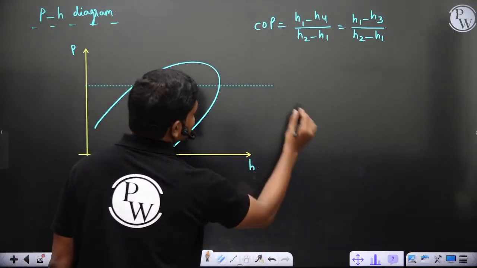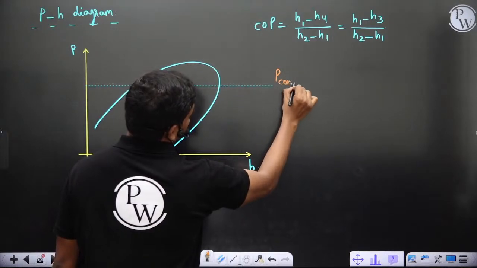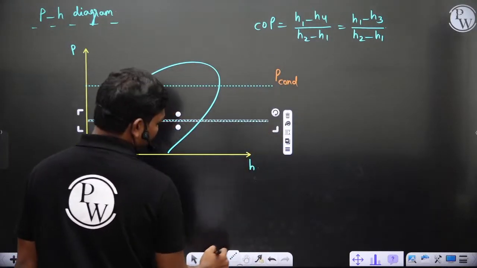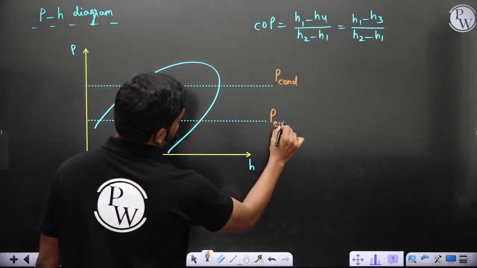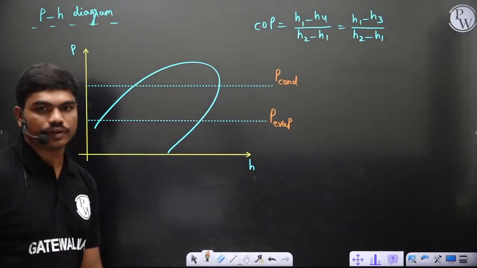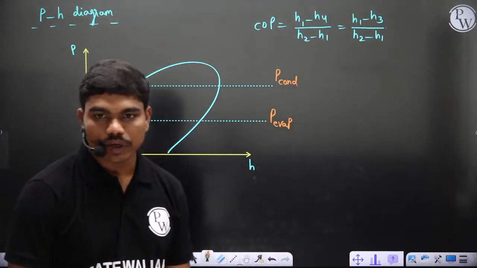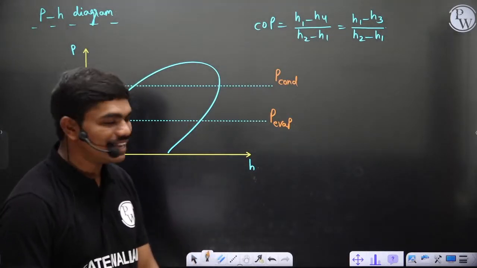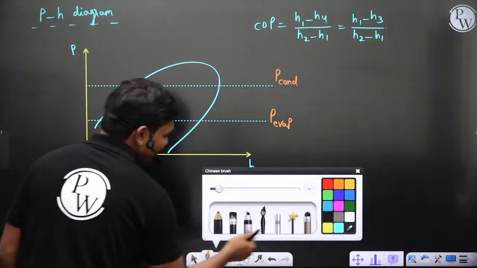So this is P condenser and this is P evaporator. Okay, so I have solved the PYQs simultaneously with this course. Are you all getting the answers or not? I wish you will get them, and I hope you are getting them.